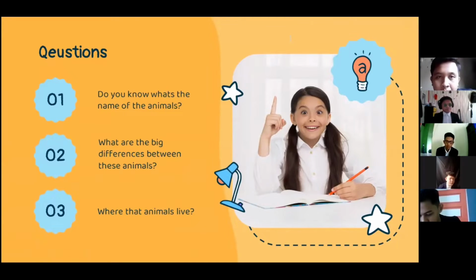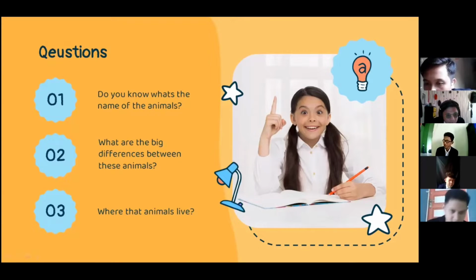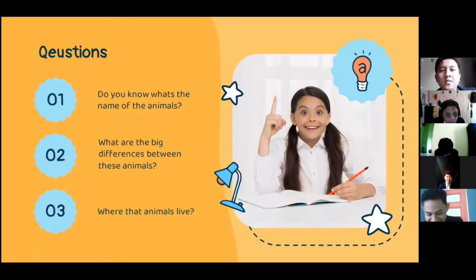Now, who wants to answer the second question? Okay, Hendra. The question is number 2. What are the big differences between these animals? My answer is the dog has 4 legs and has ears. Well, the fish has fins and doesn't have legs, Mister. Excellent, Hendra. Thank you so much.